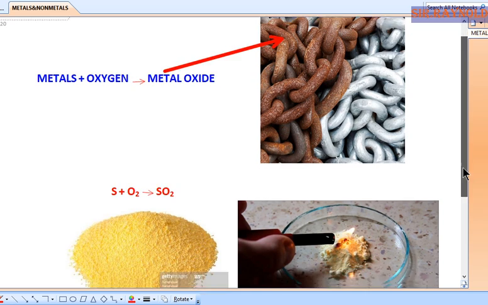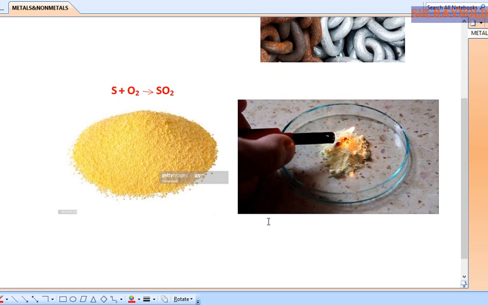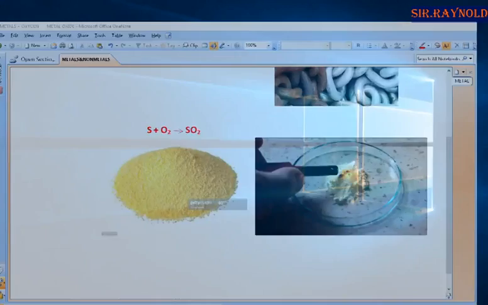Same case, a non-metal also reacts with oxygen. Here in this picture you'll find a sulfur powder, and if it burns in the presence of oxygen it will form a gas called sulfur dioxide. So the gas that comes out from here is nothing but sulfur dioxide. This also shows you that non-metals react with oxygen.